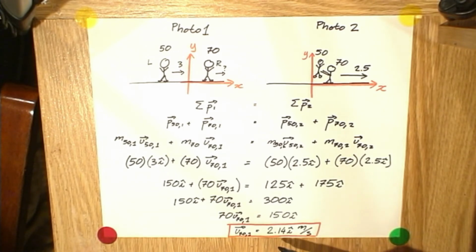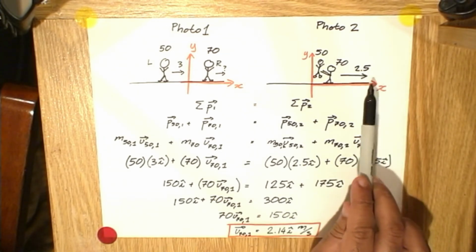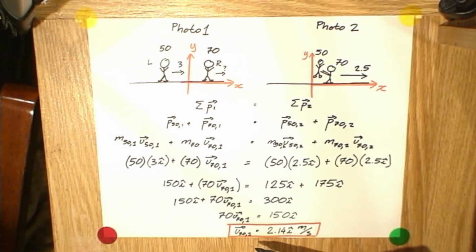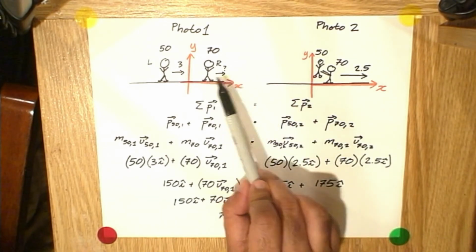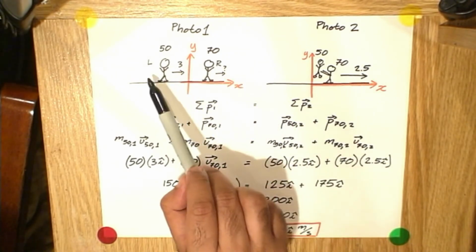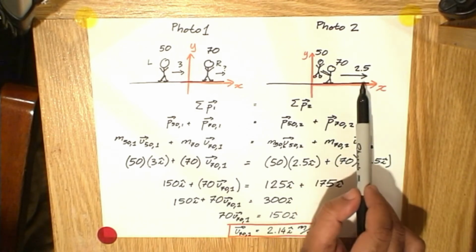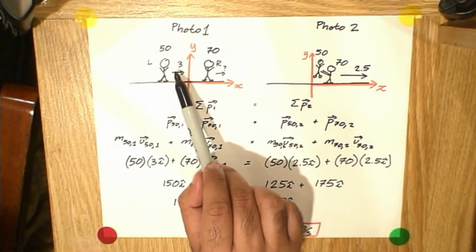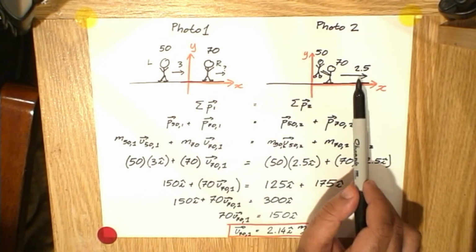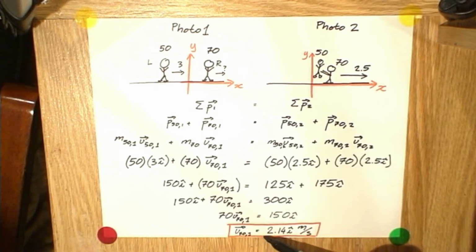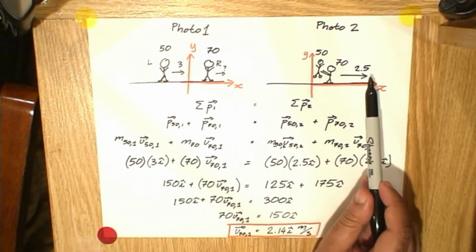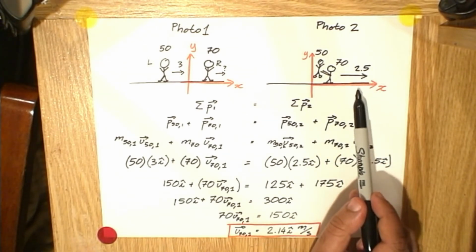Now, we notice here that this velocity is lower than the final velocity. After the collision occurs, the slower skater picked up speed and the faster skater went down in speed. The faster skater went from 3 down to only 2.5, but the slower skater went from 2.14 up to 2.5. This is fairly typical in inelastic collisions.